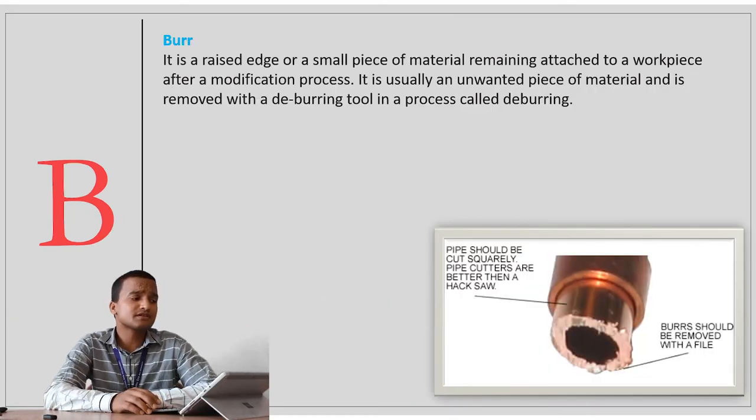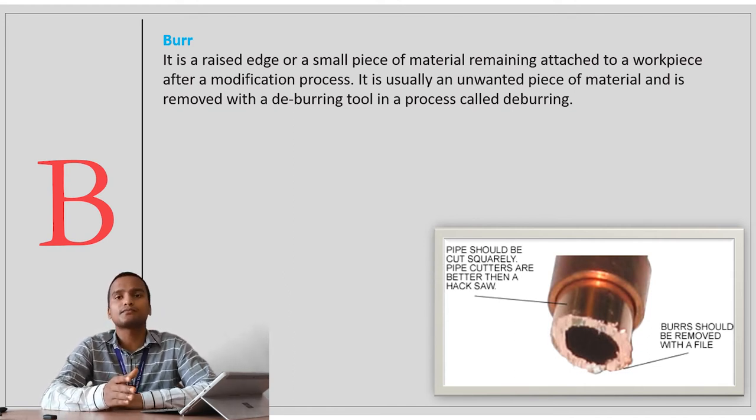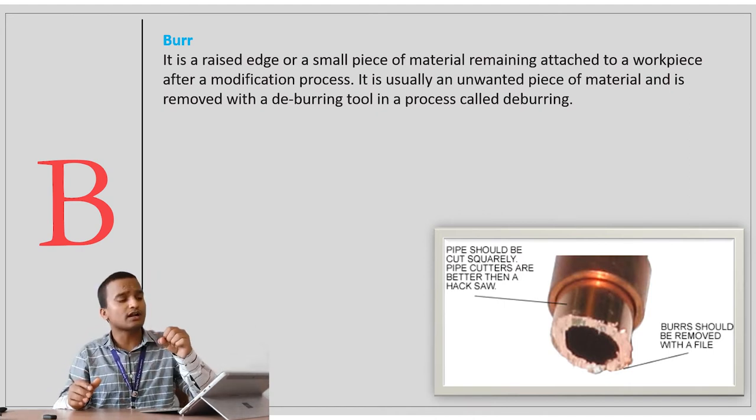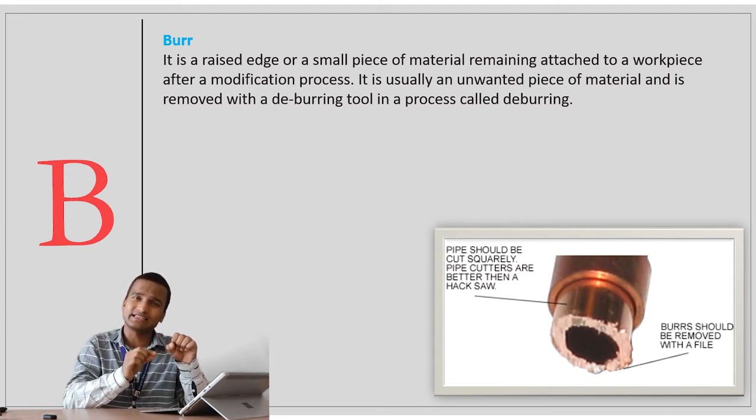Then comes burr, and burr is a raised edge or a small piece of material which remains attached to the pipe or a workpiece after a modification process. Just like we have a saw, and if we cut a pipe using the saw, and if you take a look at the pipe, you will see there will be burrs on the pipe edges.